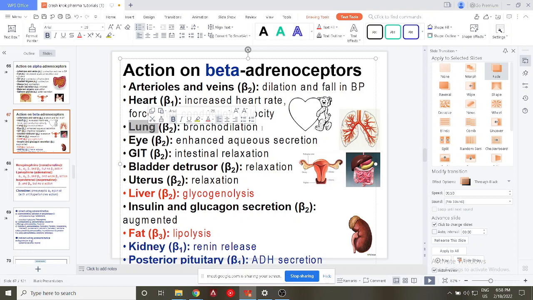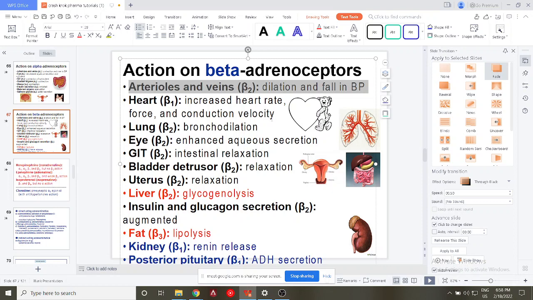So take note of this. The eye is going to cause enhanced aqueous secretion. The GIT is going to cause intestinal relaxation. Okay, the most important thing is beta 2 causes dilation and fall in BP. So this can be used to treat hypertension. Drugs that act on the beta 2 receptors cause dilation and fall in BP, so they can be used to treat hypertension.